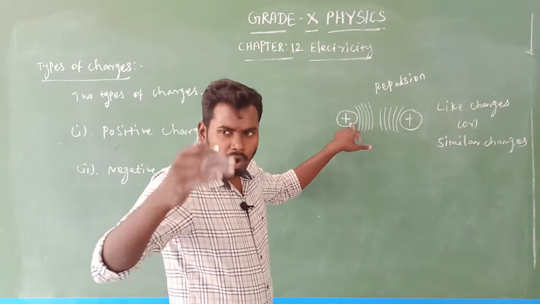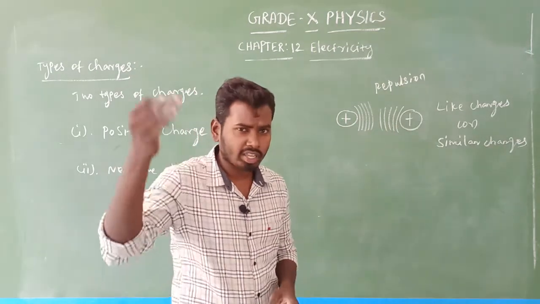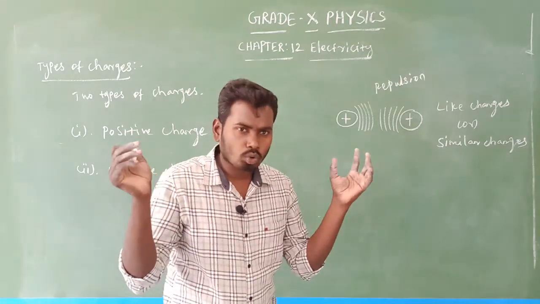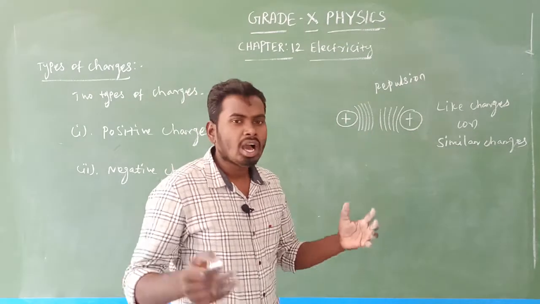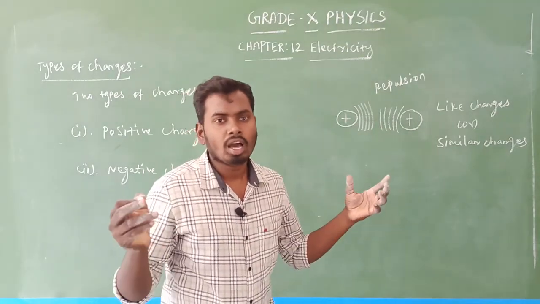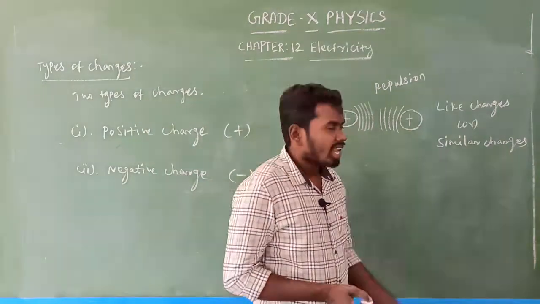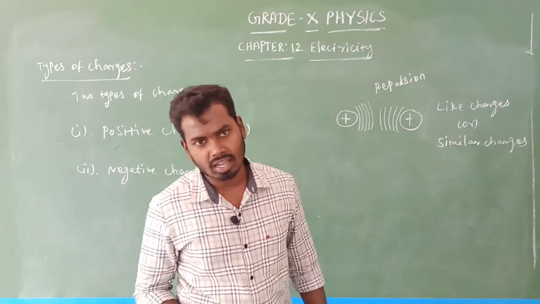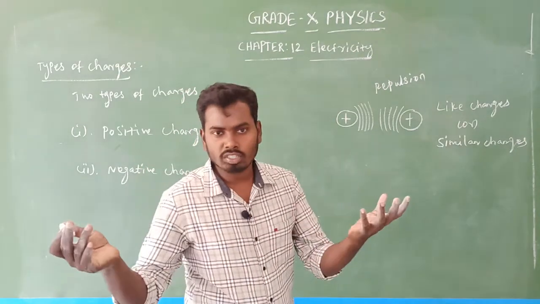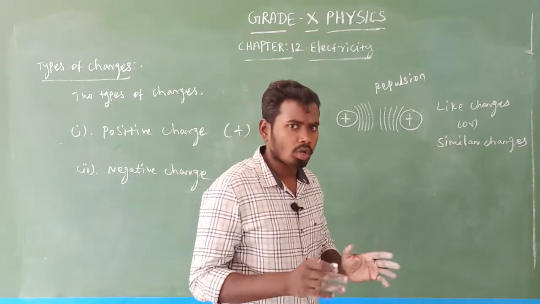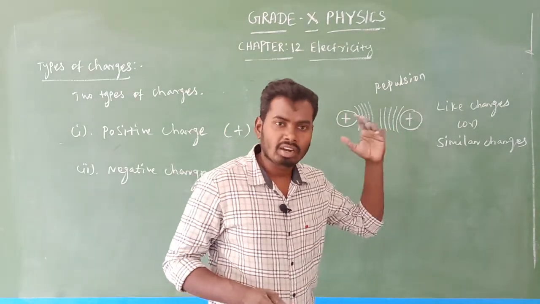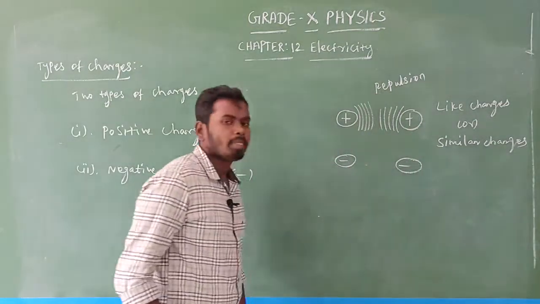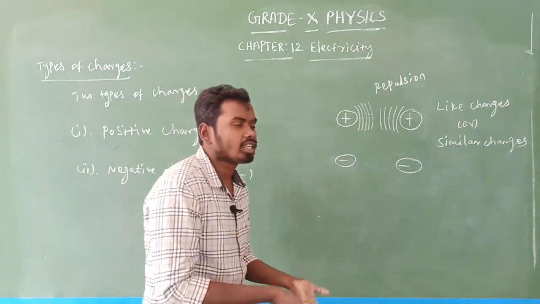The like charges repel each other because this positive charge creates a positive electric field, and that positive charge also creates the same positive electric field. So when we bring the two positive charges close to each other, there will be a repulsion force. So the like charges repel each other. These like charges may be positive or negative. Not only positive, even negative charges repel each other.